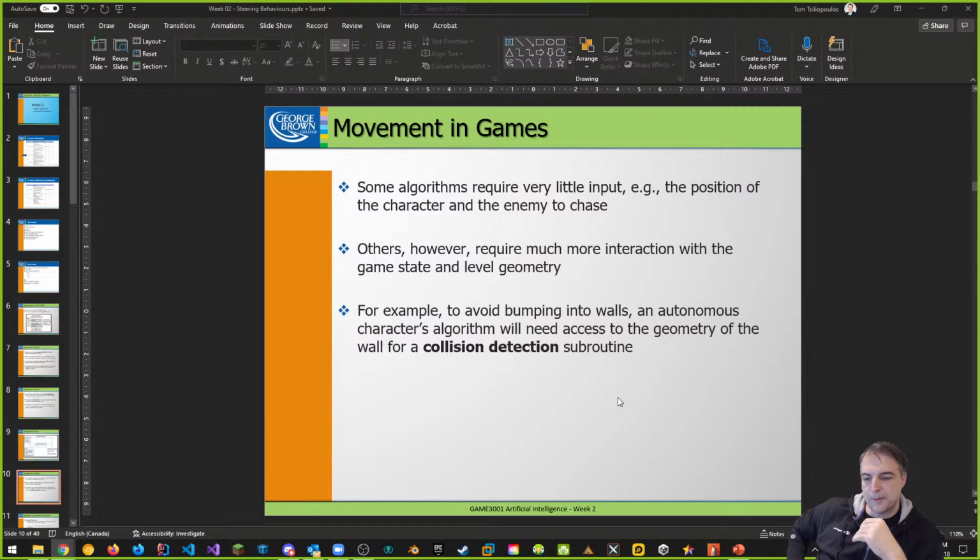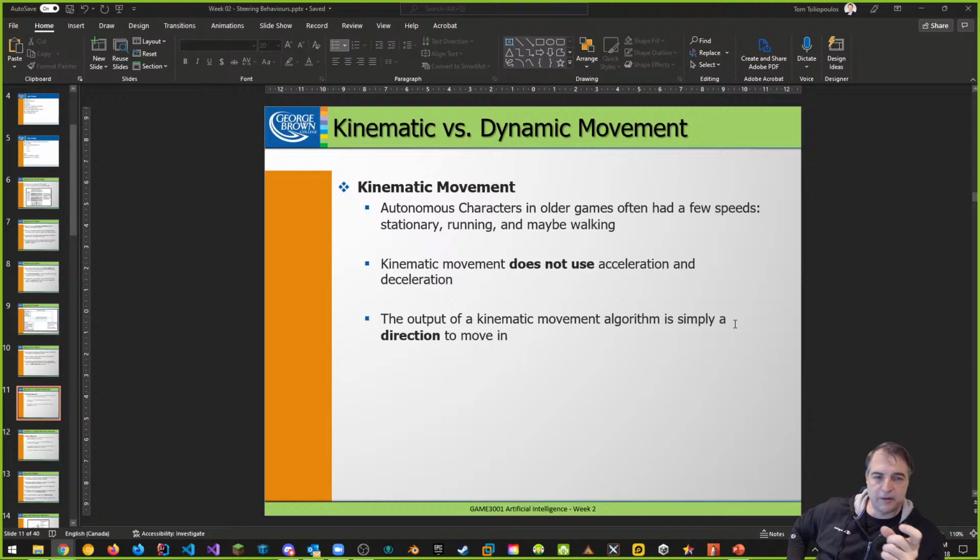Is there a different walking speed based on the terrain? You know, difficult terrain versus normal terrain versus unwalkable terrain, those kinds of things. That'll change the ability for us to navigate across the game world and to seek the player, many times. So let's talk about the difference between kinematic movement and dynamic movement.